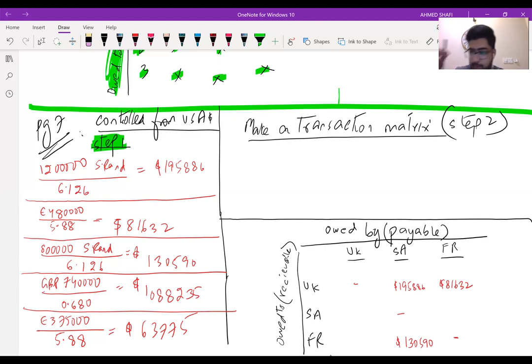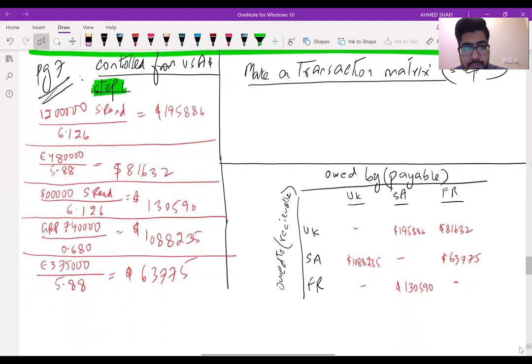Okay. Fourth transaction, receivable South Africa, payable UK. Receivable select South Africa, payable select UK. What is the transaction? $108,235, because every transaction is now converted in dollars. And the last transaction, receivable South Africa, payable France. Receivable is South Africa here, payable is France here. What is the amount? 63775. Whatever columns and rows are left empty, leave them. We can't do anything if there are no transactions.